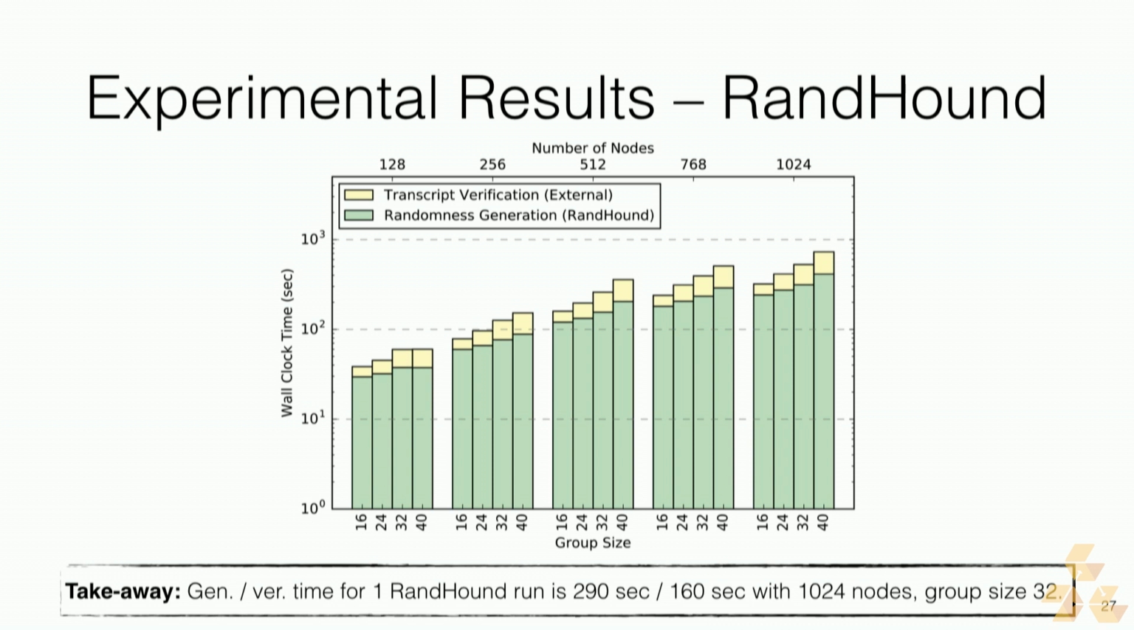As a takeaway, for one RandHound run with 1024 nodes and a group size of 32, it takes 290 seconds to generate this randomness and 160 seconds to verify it. That sounds like a little bit much, but remember that RandHound is really just a once-in-a-while protocol. You use it to generate this publicly verifiable seed, and then you do something else with that. So we don't assume that we run this every few seconds, but let's say you run it once a day or something like that.